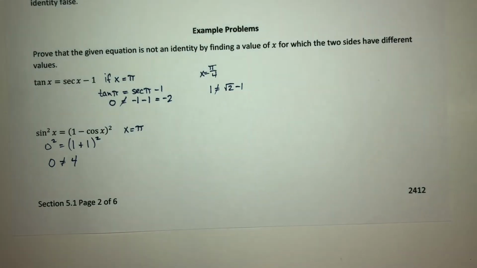Okay, again, stressing there may be values of x that this is true for, but we're not worried about that. We're hoping an identity is true for everything. And if we could pick a single value that makes it not true, it is not an identity.